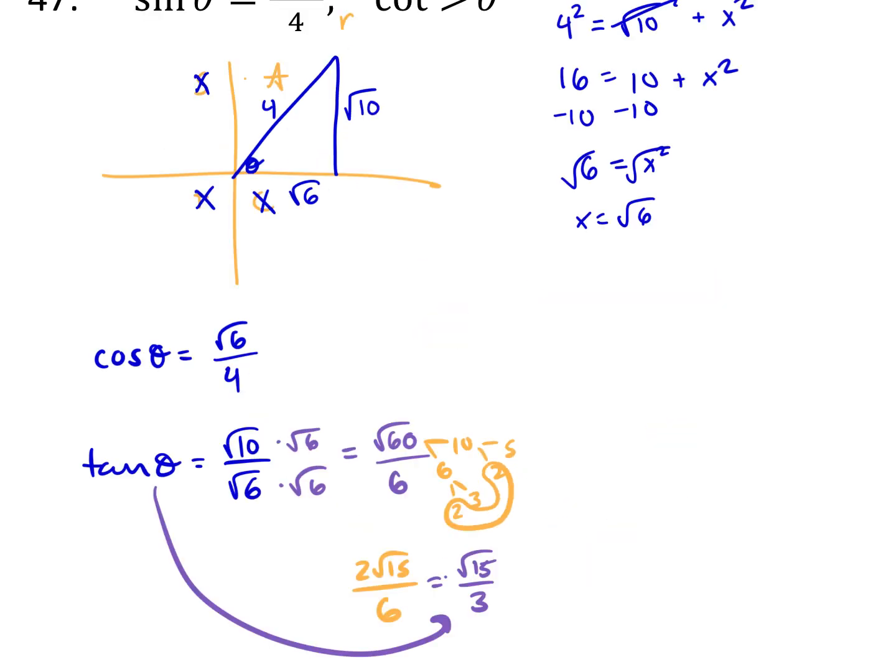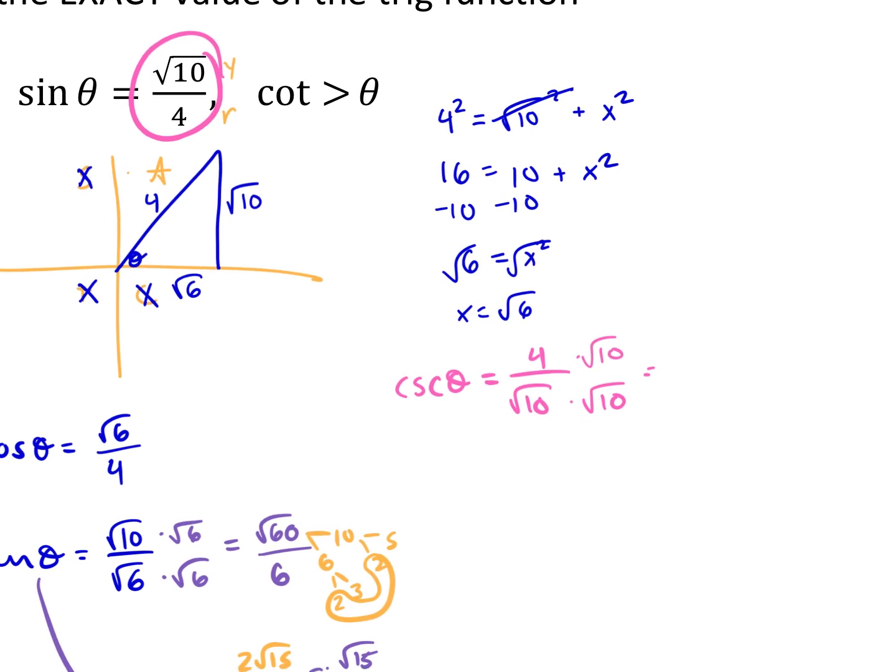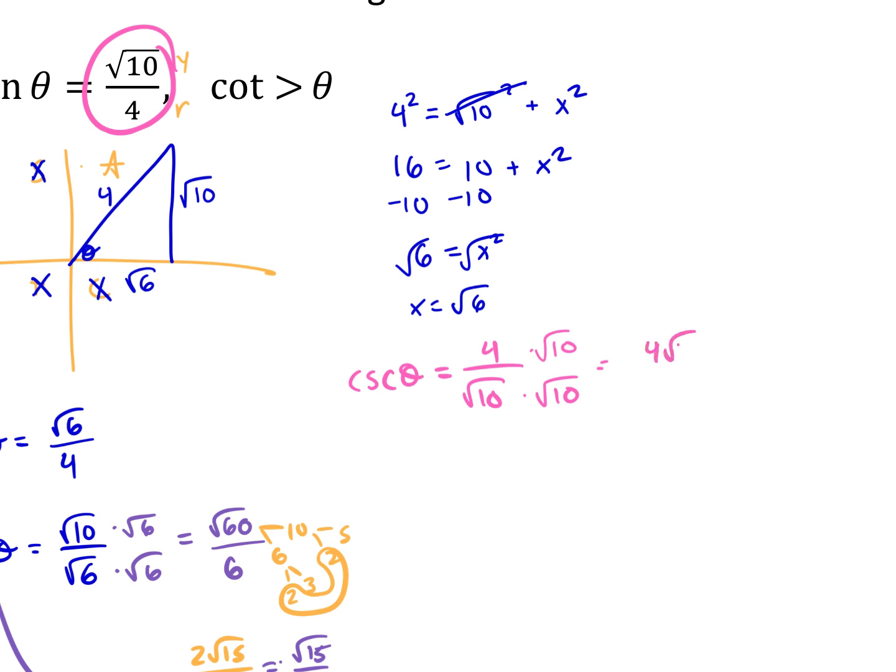Let's find our reciprocal functions. For cosecant, I'm just going to flip the sine. So that would be 4 over square root 10, but we still have to rationalize. So this would be 4 square root 10 over 10, which again simplifies to 2 square root 10 over 5.